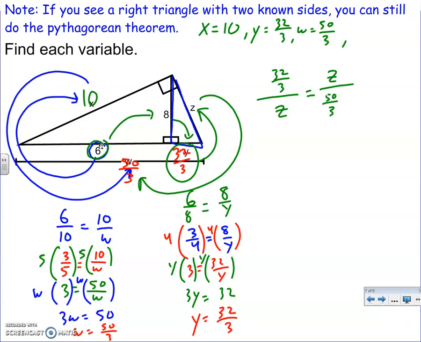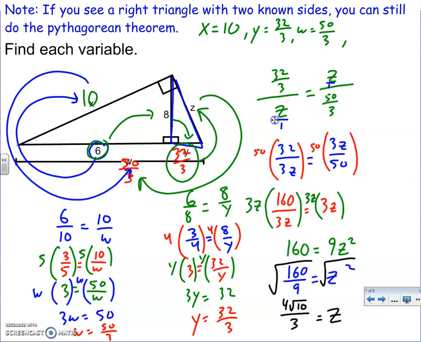When you divide by fractions, you actually multiply by the reciprocals. This is z over 1, and this is z over 1. So if I multiply by the reciprocal, I actually get 32 over 3z equals 3z over 50. I'm going to get rid of fractions. So I multiply both sides by 50, get rid of the first fraction, then multiply both sides by 3z, get rid of the second fraction. So I get 160 equals 9z squared. Divide both sides by 9, and then square root both sides. Do the math, you get 4 root 10 equals z. So we found the last one.